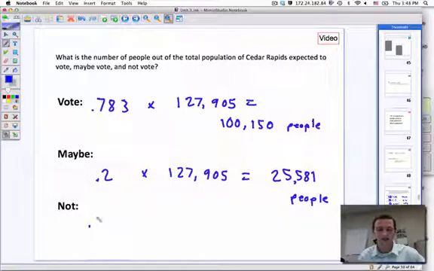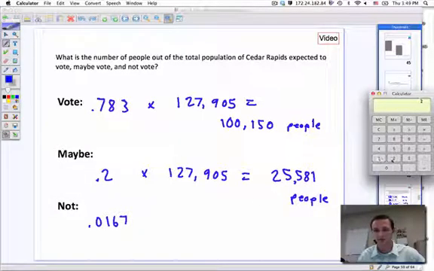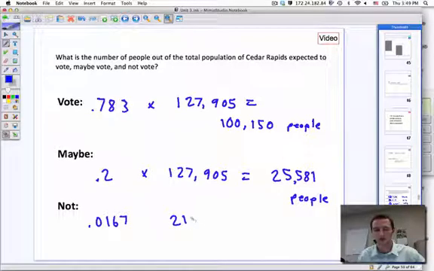The last part says, how many people would you expect not to vote? So again, we'll do our 127,905 people times 0.0167, and we get about 2,000 people who do not plan on voting at all. Okay.